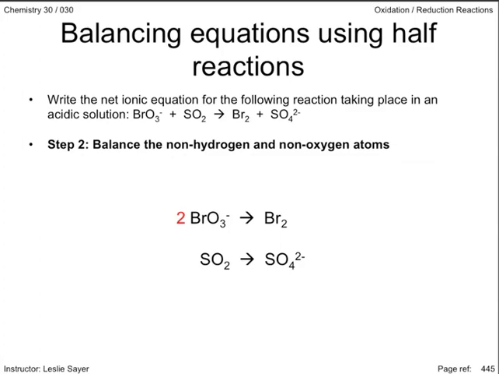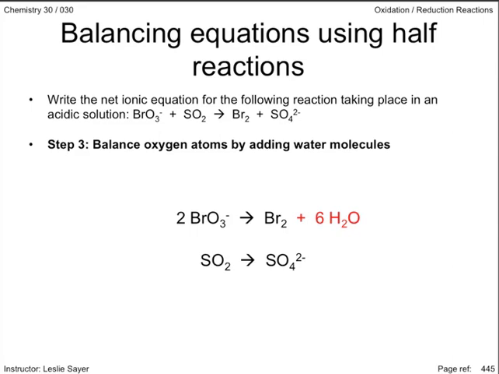In step 2, we balance atoms other than hydrogen and oxygen. A coefficient of 2 balances up the bromine atoms. The sulfur atoms are already balanced. Water molecules are added to the side of the equation deficient in oxygen. We add enough water molecules to balance out the oxygen atoms. In the upper equation, there are a total of 6 oxygen atoms on the reactant side. This is why it was important to balance the non-hydrogen, non-oxygen atoms first. That coefficient of 2 gives us 6 oxygen atoms in total. To balance the 6 oxygen atoms, 6 water molecules are added.